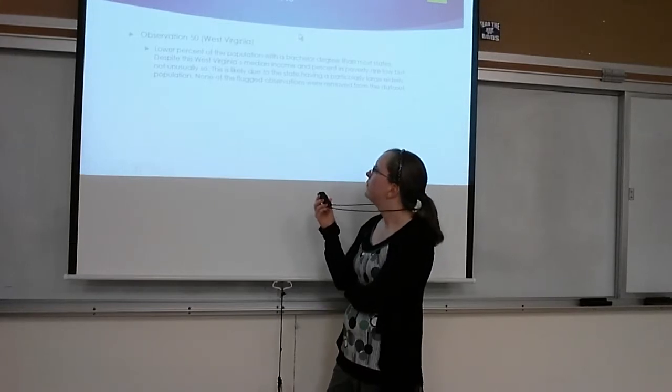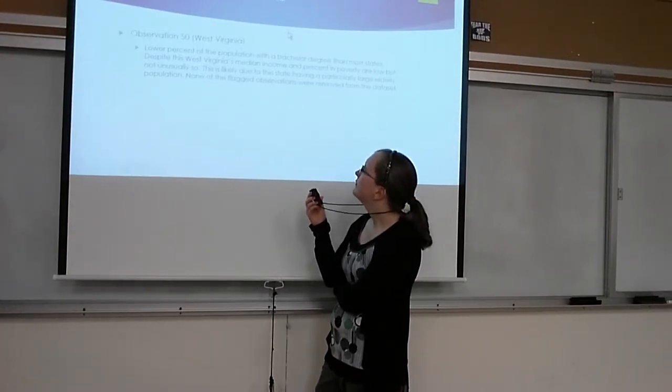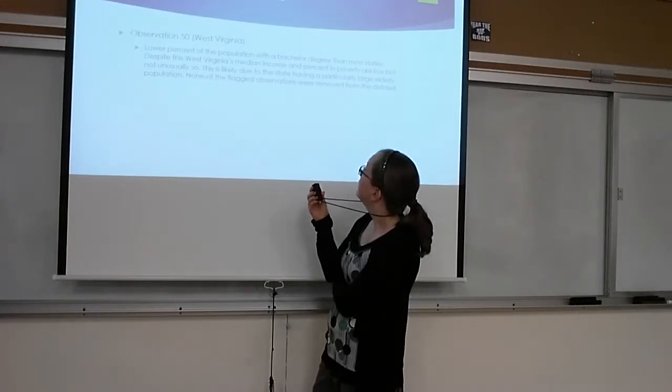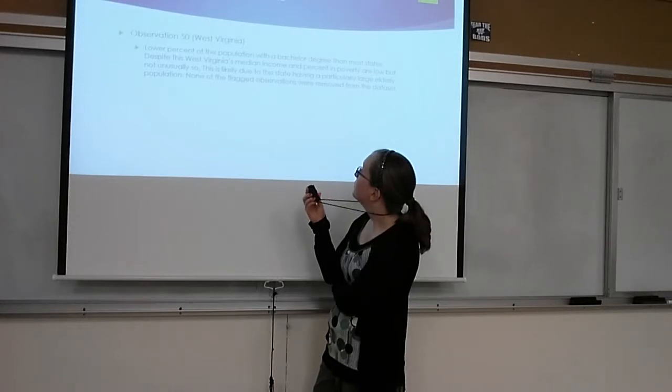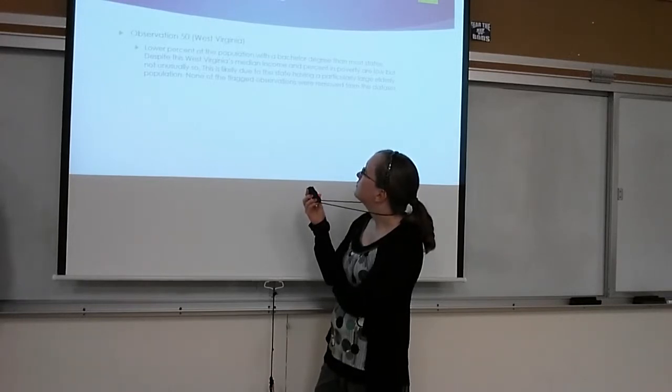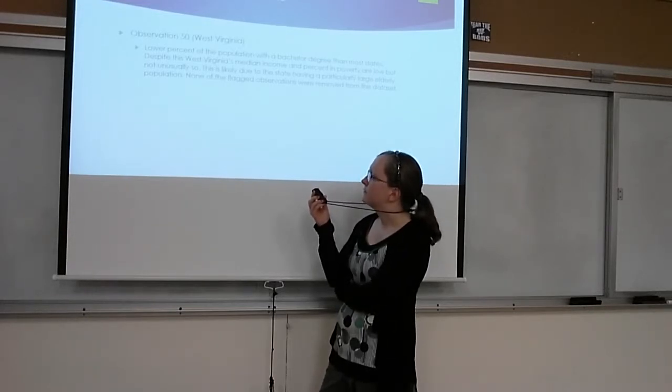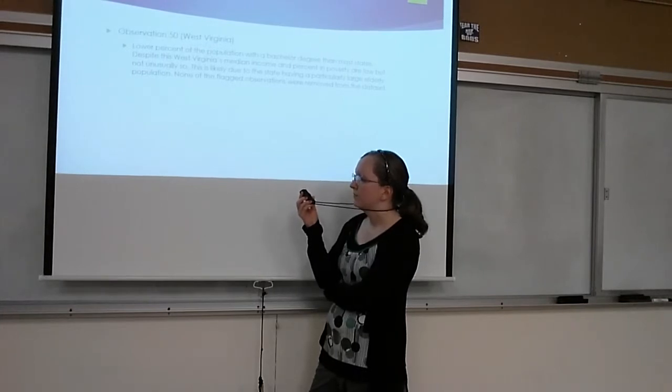And West Virginia, they had a lower percentage of bachelor's degrees than most states. And then the median income and poverty were low, but not too unusual. And this might be because West Virginia has a higher elderly population than other states.